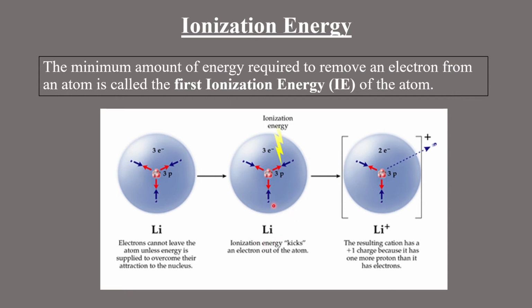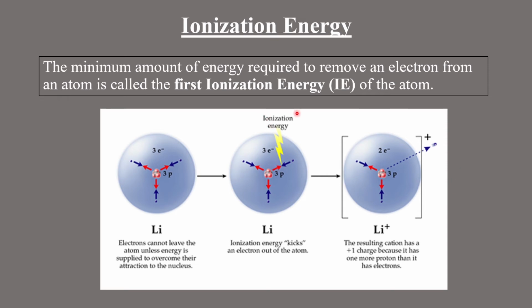Here you can see we have a lithium atom with 3 protons and 3 electrons outside the nucleus. Electrons are negatively charged and protons are positively charged, and there is an electrostatic force of attraction between these negatively and positively charged particles. In order to remove an electron from this atom, we have to break this electrostatic force of attraction. And the energy that is required to break this electrostatic force of attraction is called ionization energy. So in order to remove this electron, we have to give certain energy to break this bond, and then we can easily remove the electron from here.